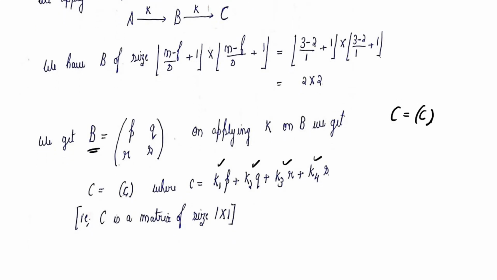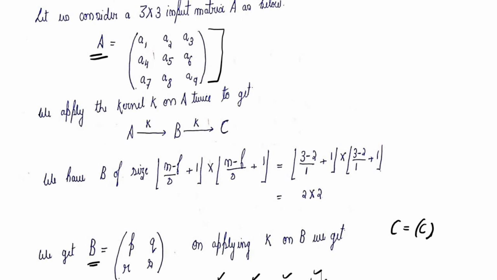Now we see over here how P was obtained in the first place. P was obtained after A1 into K1 plus A2 into K2 plus A4 into K3 plus A5 into K4, right? This is how the element P was obtained.